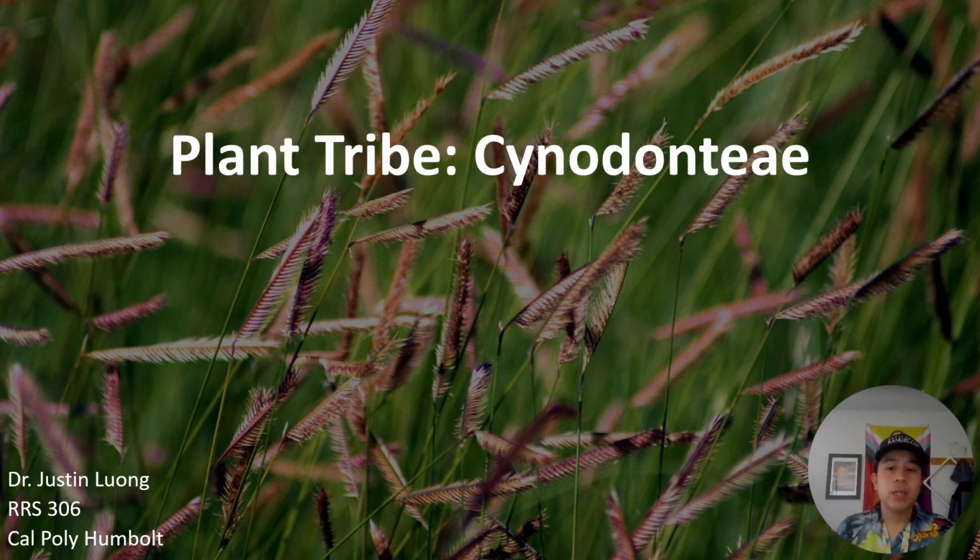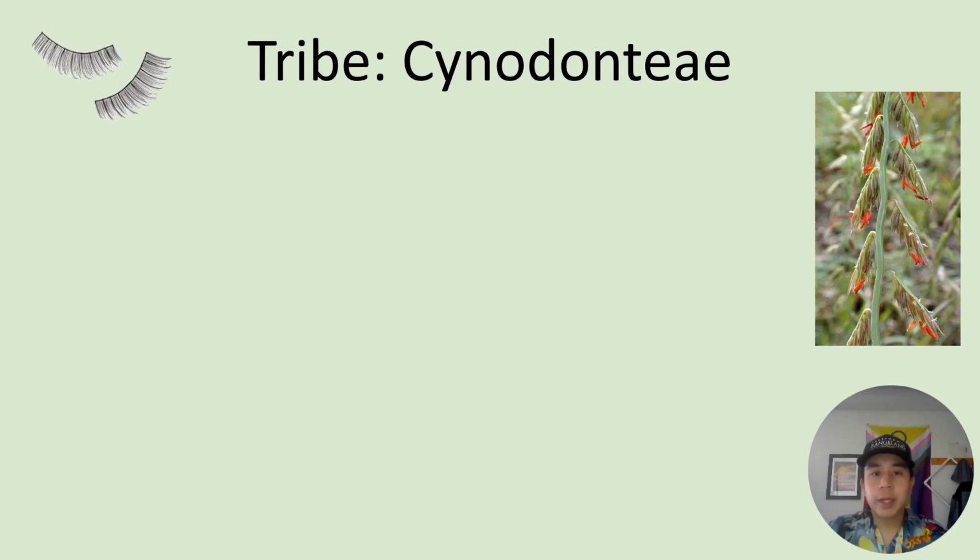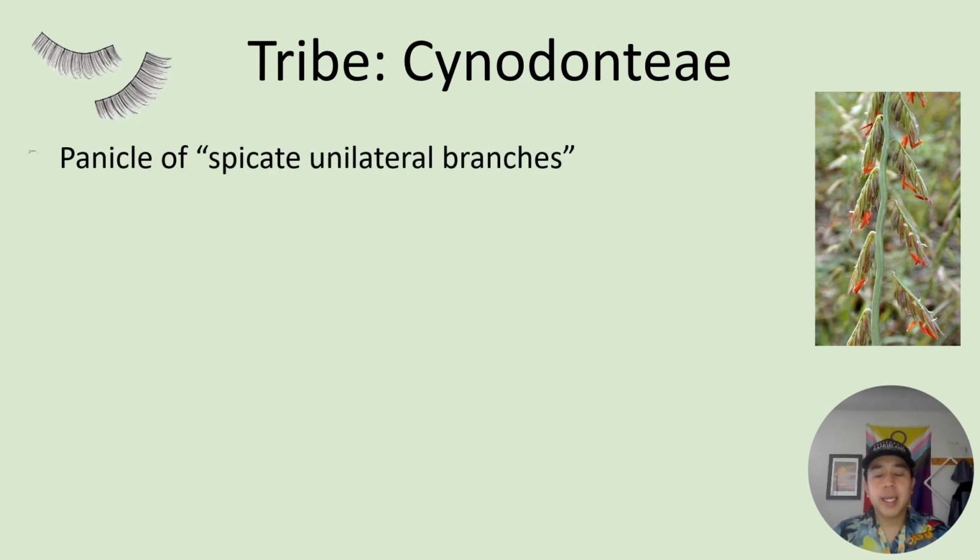Hello class, this week we will be looking at the plant tribe Cynodonteae. So the group we're examining, Cynodonteae, has a panicle of spicate unilateral branches. So spicate just essentially means it has a spike-like inflorescence, but it's panicled.